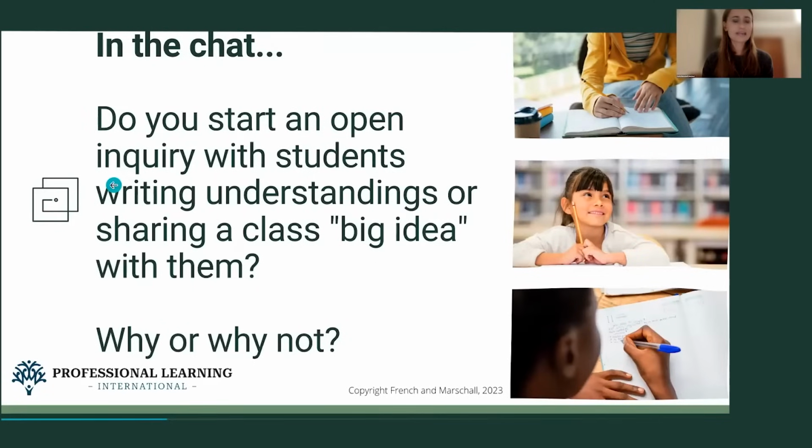Okay, so take a moment. Do you start an open inquiry with students writing their own understanding? Why or why not? And I'm going to be looking at the chat and seeing what you come up with.